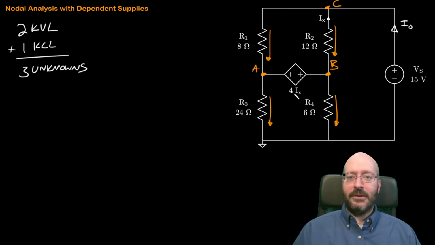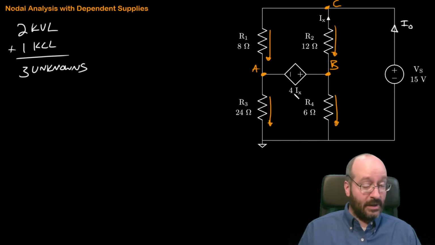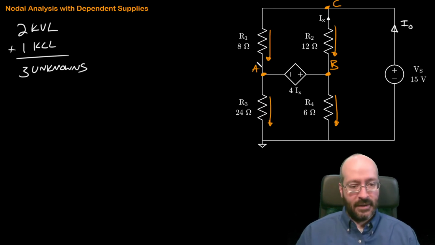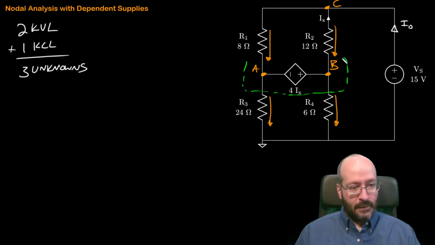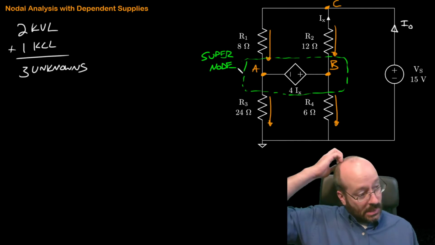Furthermore, check out that voltage supply, huh? What's going on there? It's connecting 2 non-reference nodes. And because it's connecting 2 non-reference nodes, it is in fact a supernode. Okay, so we bound that region and declare it to be a supernode.